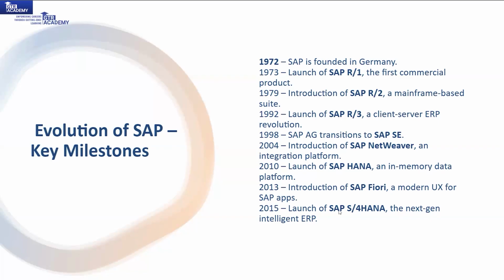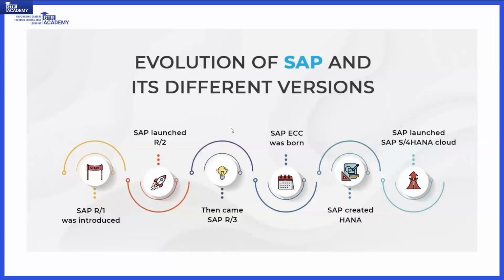S4 means SAP Suite for HANA database. What does it mean? S means suite. 4 means fourth-generation, or for HANA. SAP Suite for HANA, right? So this is the next generation ERP that is coming into the picture, and this is the evolution cycle.